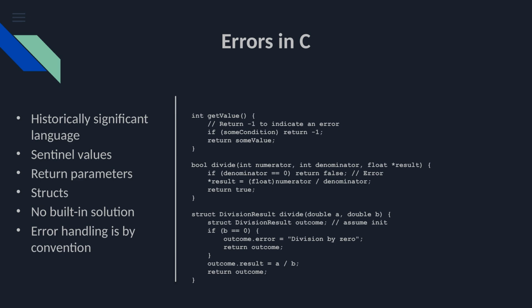Another method is using a struct with multiple values, such as error and result, which the caller can examine to determine if an error occurred. The advantage of this approach is that the function remains purely functional. Again, these techniques evolved strictly because of C's lack of built-in error handling.